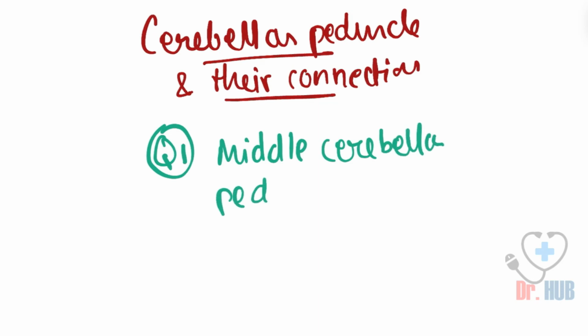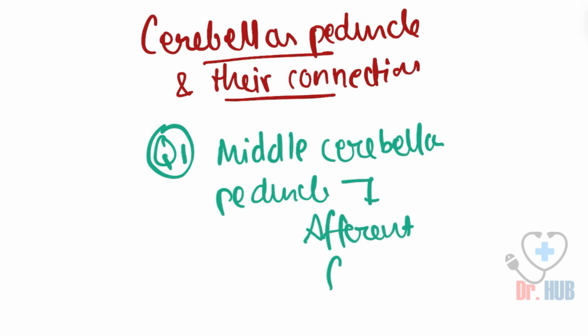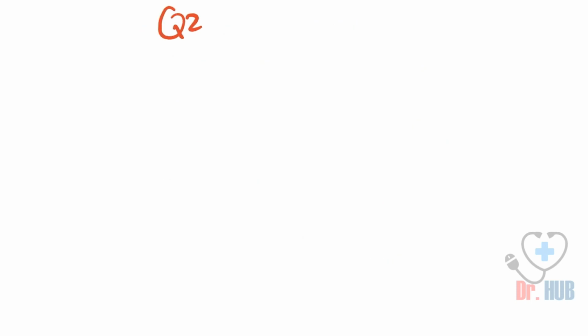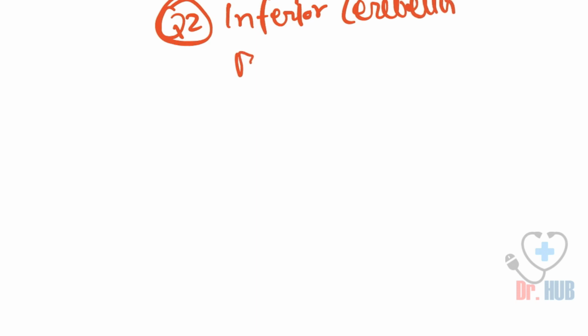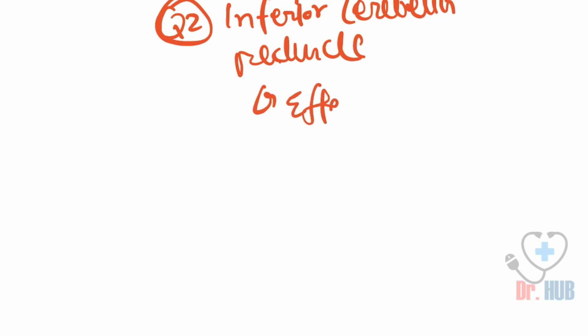So we need to know about the afferent fibers. What are the afferent fibers of this? The second question is in terms of the inferior cerebellar peduncle: what are the afferent fibers of the inferior cerebellar peduncle?